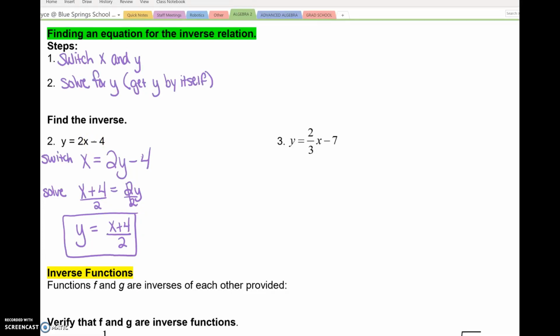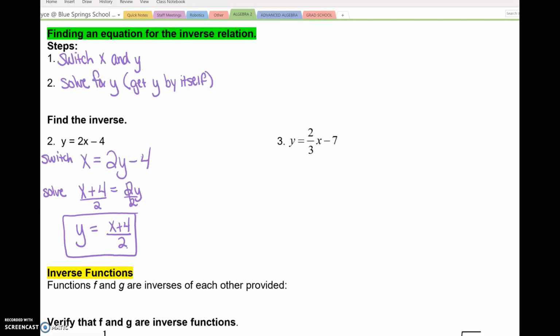Notice in the original we have 2 times x, and in the inverse we have divided by 2. In the original we have minus 4, in the inverse we have plus 4. So think about when you're solving equations, how do you undo things? That's what the inverse is going to look like.